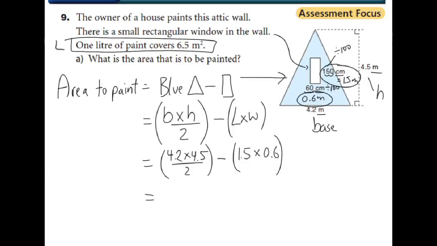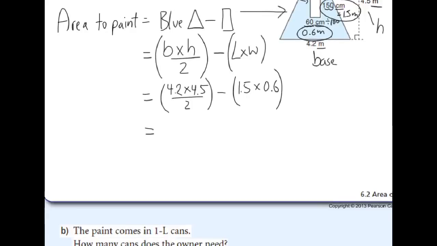Okay, now let's do some calculations here. Get out the trusty old calculator. 4.2 times 4.5 equals 18.9. Divide that by 2, and we get 9.45. And we will subtract 1.5 times 0.6. We will do that first. We will do the multiplication first according to order of operations. And then we'll do 9.45 minus 0.9, which is going to be 8.55 meters squared. So the area to be painted will be 8.55 meters squared.